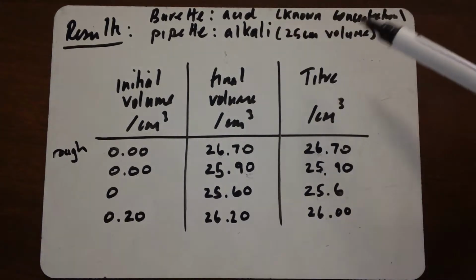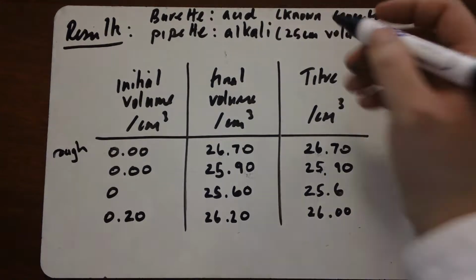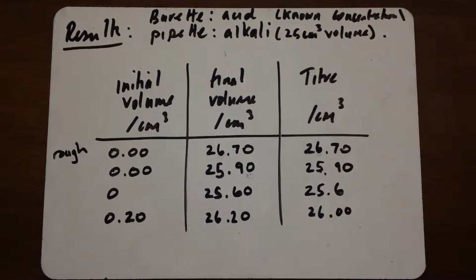In the pipette, or in the conical, and we use the pipette to fill the conical, we've got an alkali of known volume, 25 centimeters cubed. What we don't know of this one is the concentration. So a set of results might look like this one.